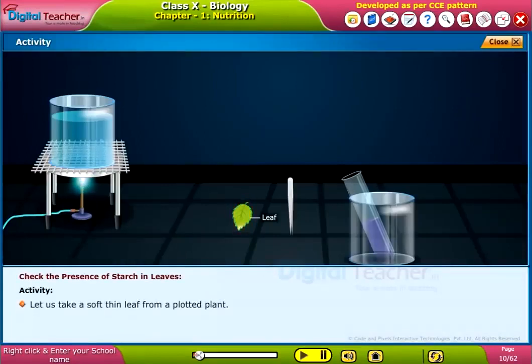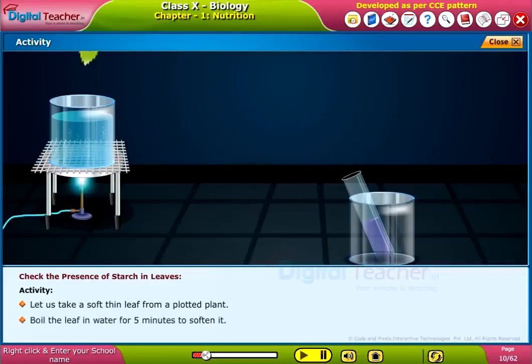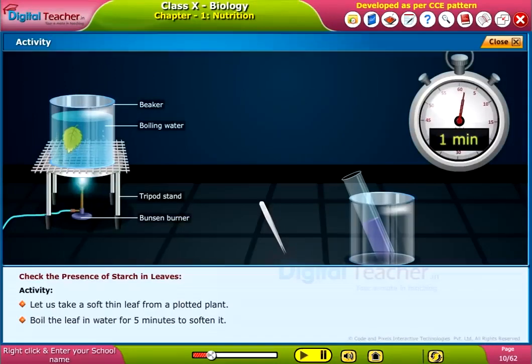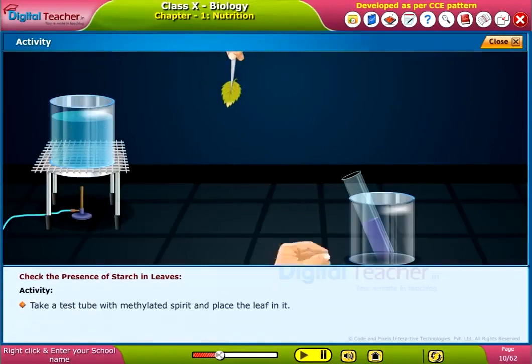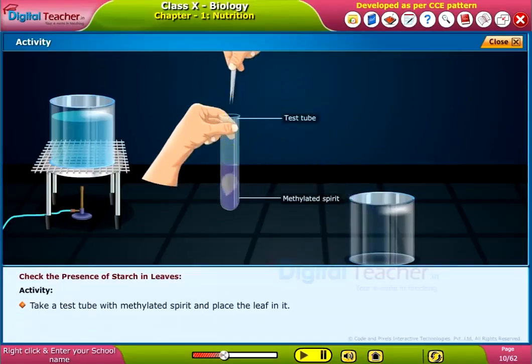Let us take a soft thin leaf from a potted plant. Boil the leaf in water for 5 minutes to soften it. Place the leaf in a test tube containing alcohol. Take a test tube with methylated spirit and place the leaf in it.